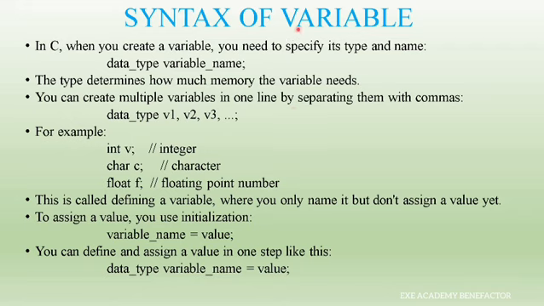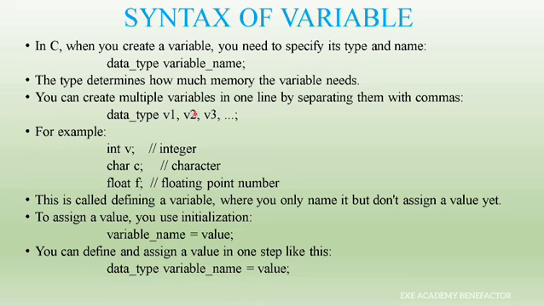Next, what is the syntax of a variable? In C, when you create a variable, you need to specify type and name. So the data type and variable name we have to specify. The type determines how much memory the variable needs. So by the data type, we can say how much memory the variable needs. Like if it is an integer, it will require 4 bytes.